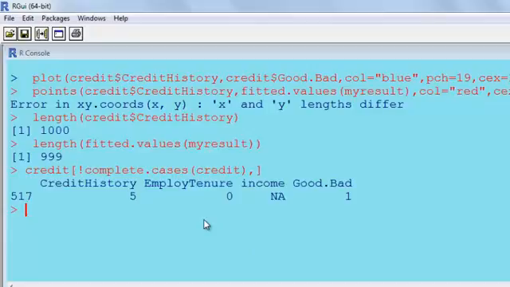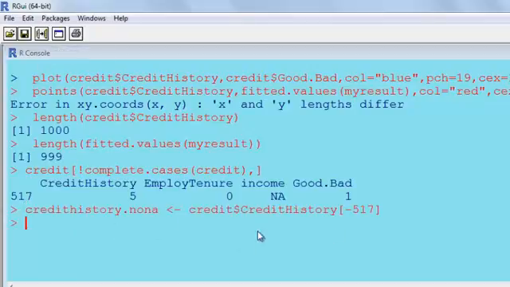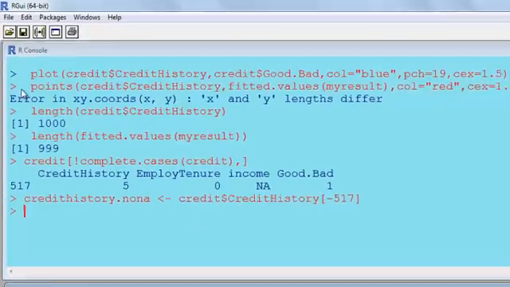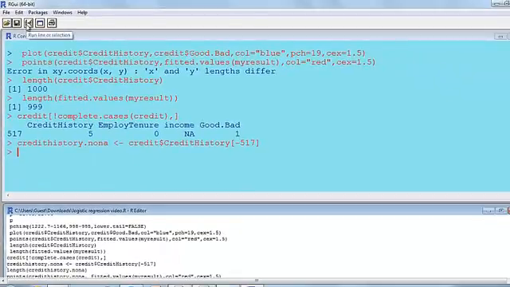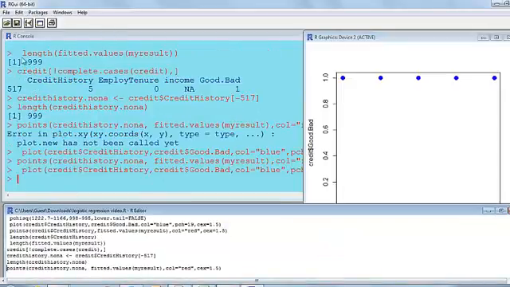So what we can do now is create a new variable. We can remove this row from our credit history variable, and let's remove it. After removing it, I'm calling the new variable credit history.noNA, so I'm storing the result in there. Let's look at the length of credit history.noNA. As you can see now, it has a length of 999. So both variables now have equal length, so we can plot. Let's try plotting it.